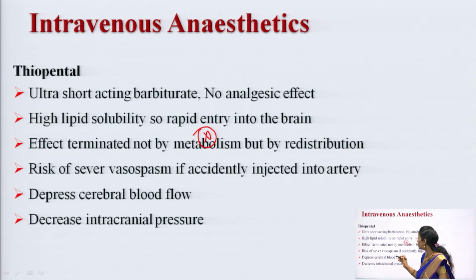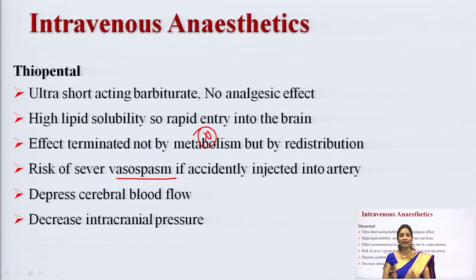And there is the risk of severe vasospasm. The vasospasm is a risk you can observe here. What is a vasospasm? It means constriction of an artery. So constriction of this artery can cause, what does constriction mean?